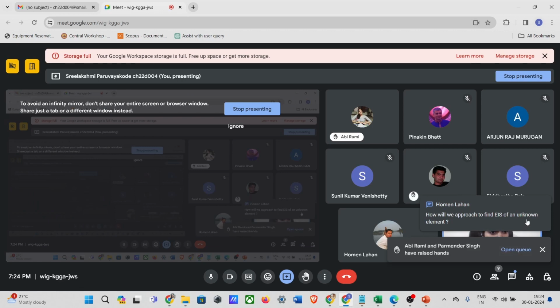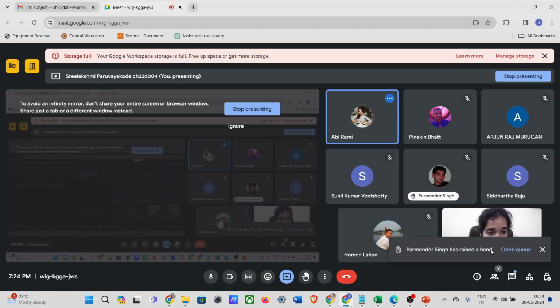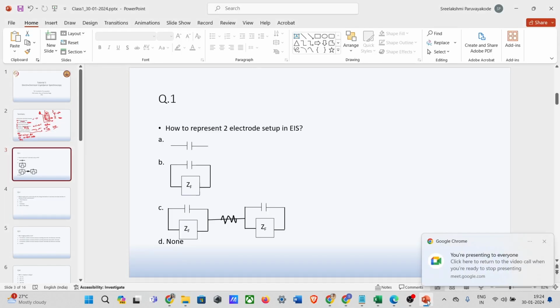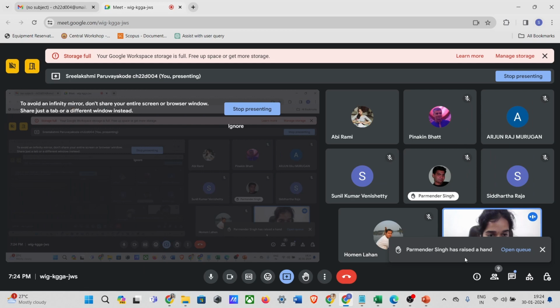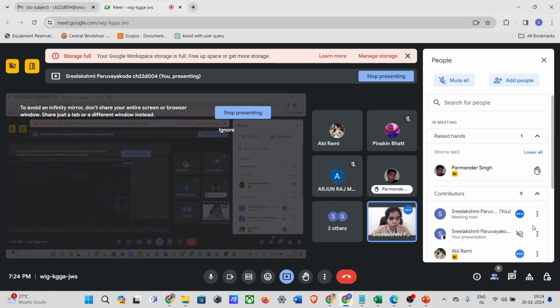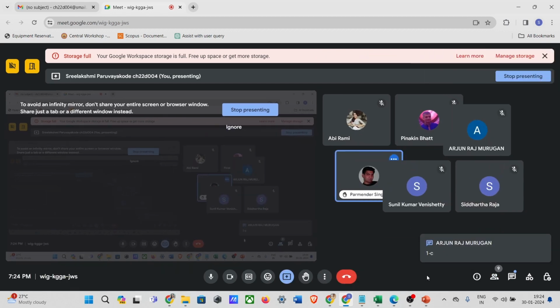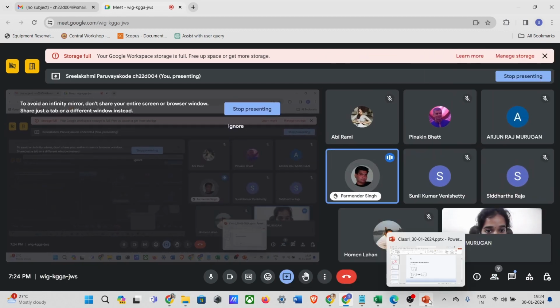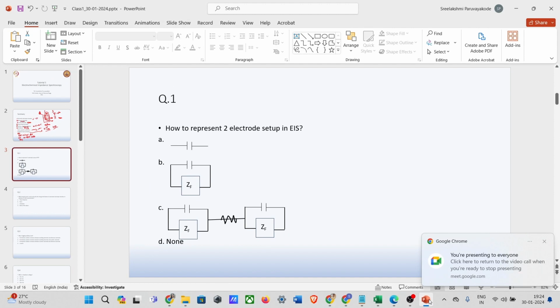Yes, please tell me. Yeah, Option C, ma'am. Option C. Okay. Someone has raised the hand. Could you please tell me what your query is? Parminder? Yeah, it's option C. Yeah, it is option C. Option C. Okay, good. So two, it's ohmic and concentration polarization. Yes.